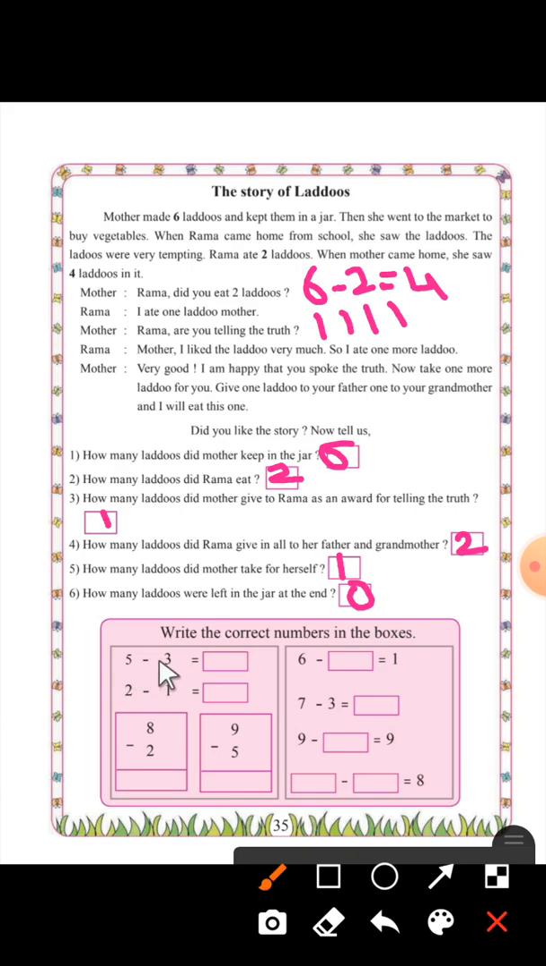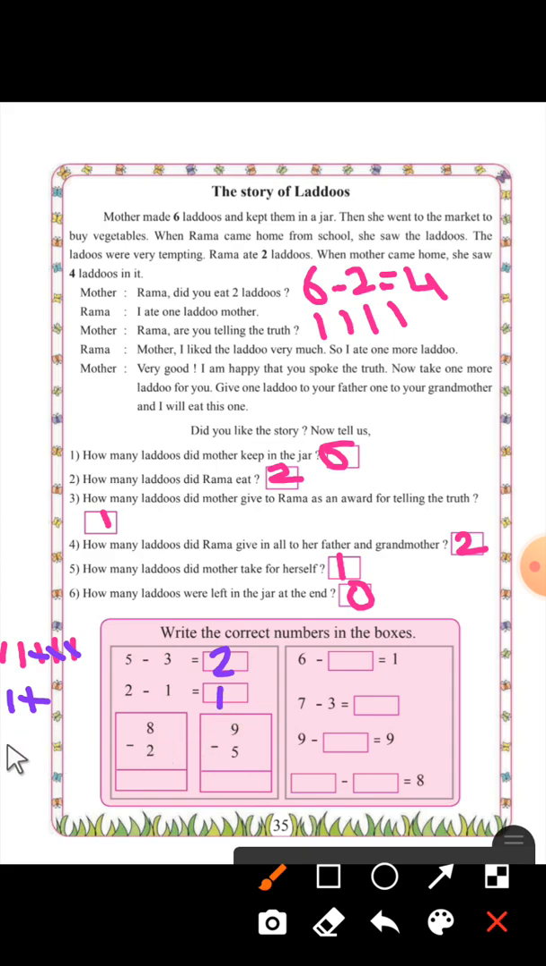5 minus 3 is equal to, we will count, 1, 2, 3, 4, 5. We will draw 5 lines. Minus 3. So cancel 3 lines. 1, 2, 3. How many lines remain? 1, 2. Here 2 minus 1. The answer is 1.